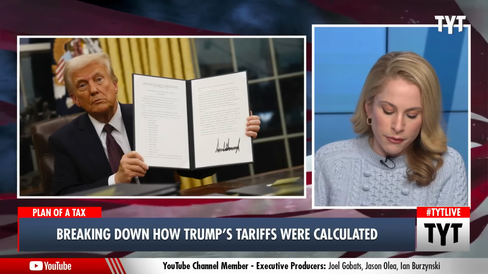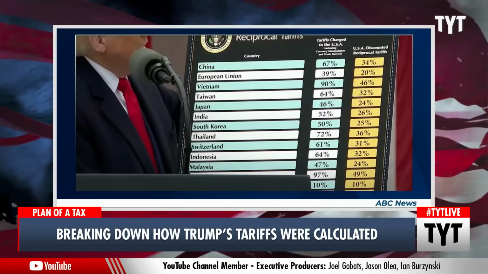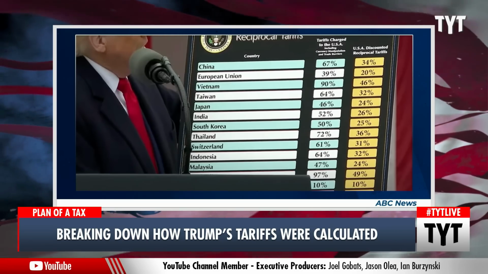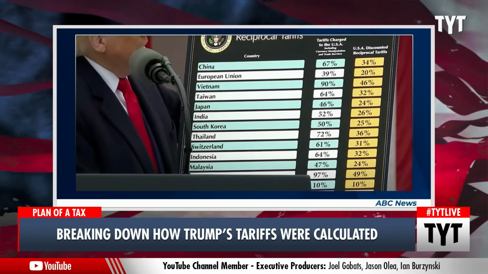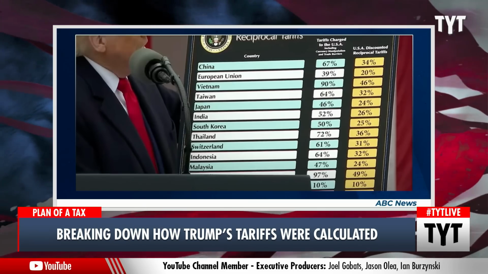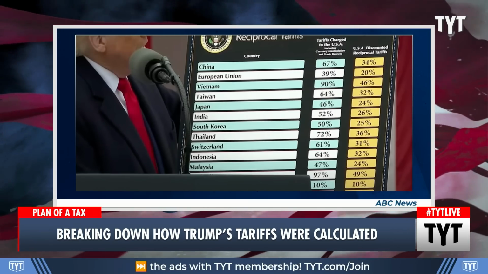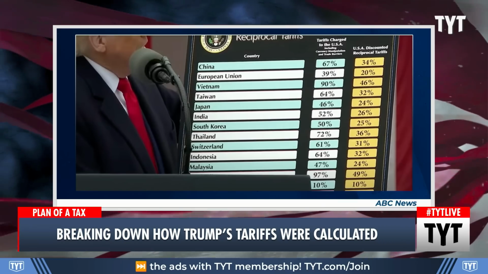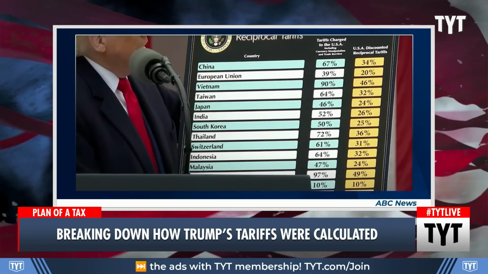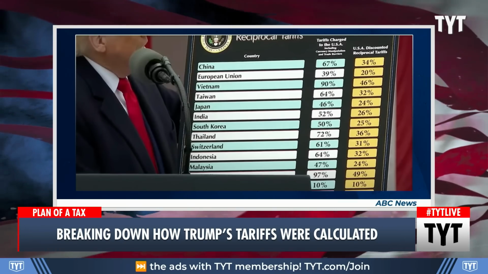Take a look at this graphic because it shows you a little screenshot of the chart that Donald Trump was showing the public during his speech yesterday. He held up the chart claiming that the numbers on the left represented how much other countries were charging us in tariffs in addition to any currency manipulation or trade barriers. But it's not exactly true.